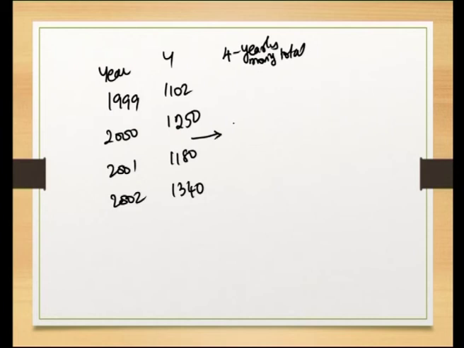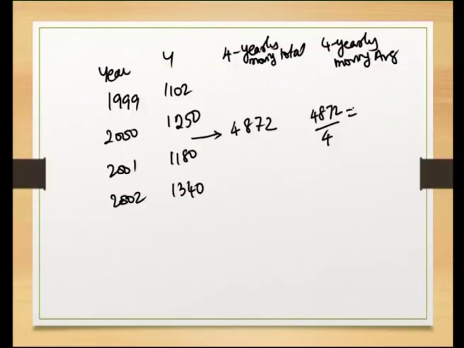So, the 4 yearly moving total is 4872, and the 4 yearly moving average for that is 4872 divided by 4. Always, average is the sum of the values divided by the number of the values, isn't it? So, that value is 1218.